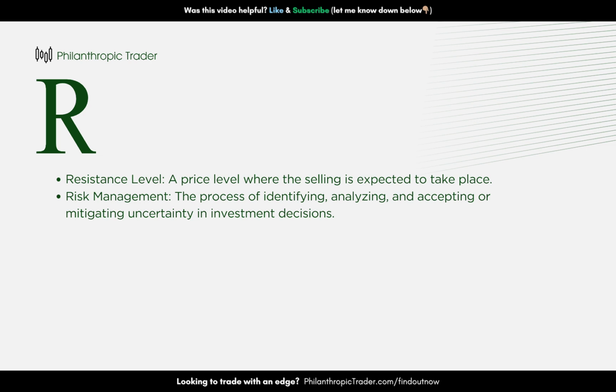Resistance level, a price level where the selling is expected to take place. So you have support and you have resistance, and resistance is the upper levels, and support are the down levels. But let's say price is at 100 and it goes to the upside to 120 and it keeps retesting the 120 level for, let's say, 3 or 4 times, then we can say that the 120 level is the resistance level. It doesn't go higher than that, right? It's a ceiling.